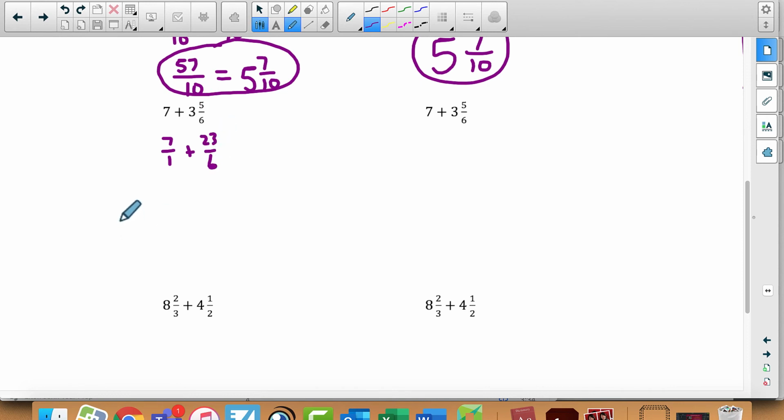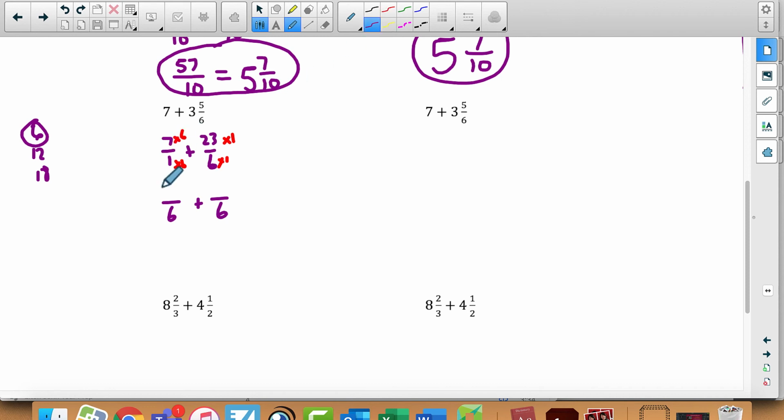Now, you need lowest common denominators. So if we count by 6, 6, 12, 18, does 1 go into 6? Yeah, 1 goes into everything. So we need 6 to be our denominator. What do you have to multiply 1 by to get 6? 6. This one's already 6. Don't do anything. Or if you want, multiply by 1, but it doesn't change anything.